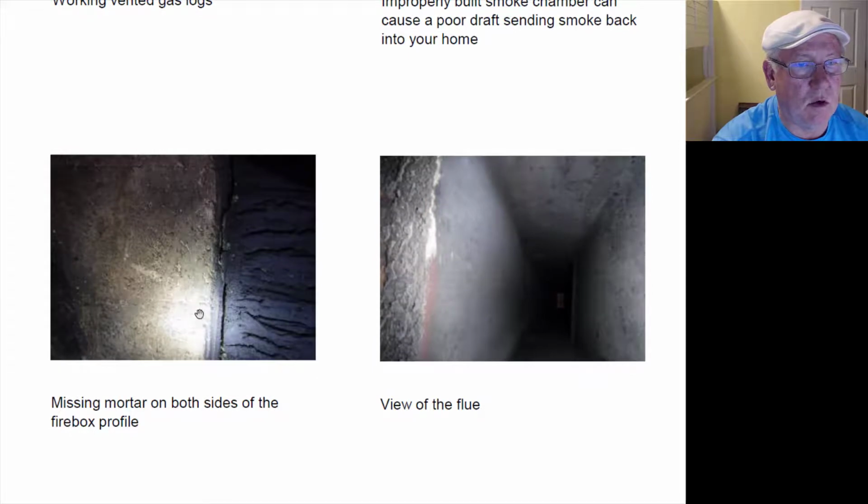A little bit of mortar missing on both sides of the firebox area. It's called a profile. Need to fix that with some refractory cement. And here's a view of the flue system itself.